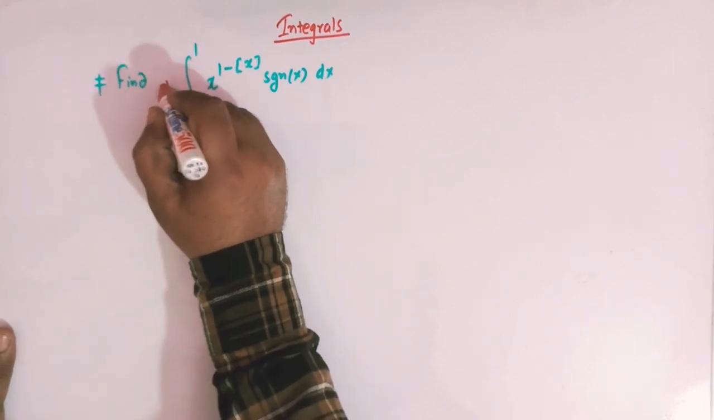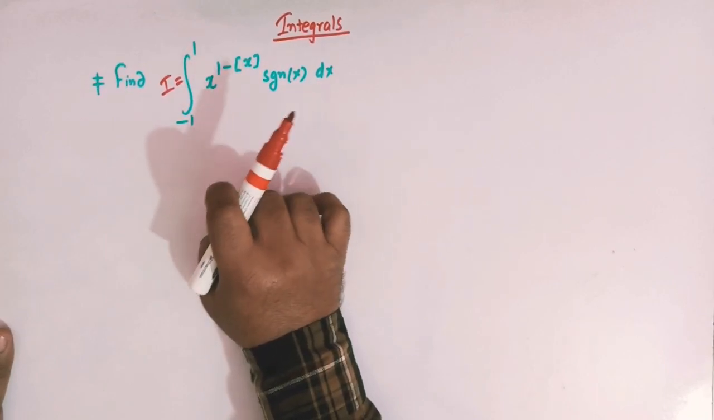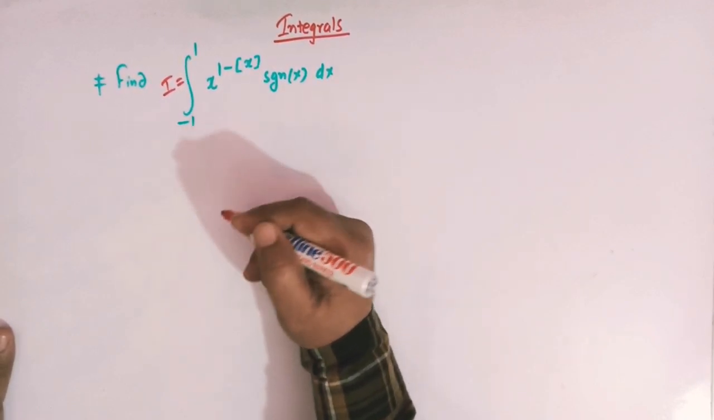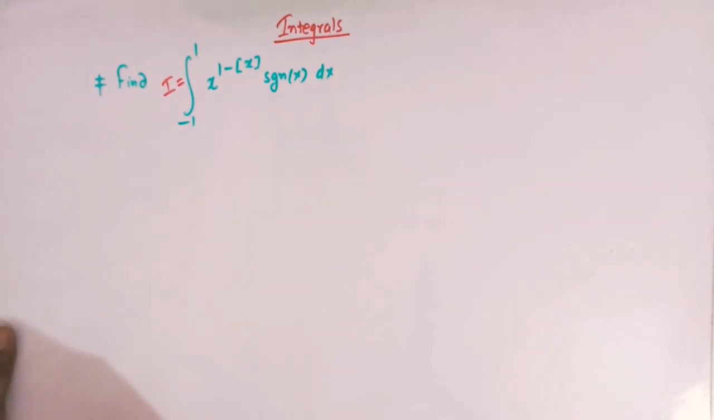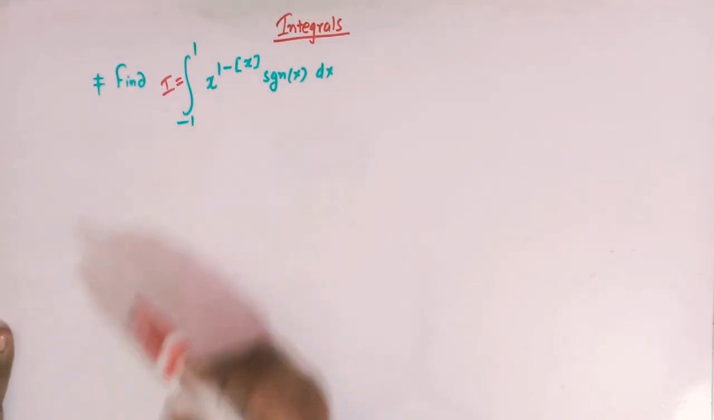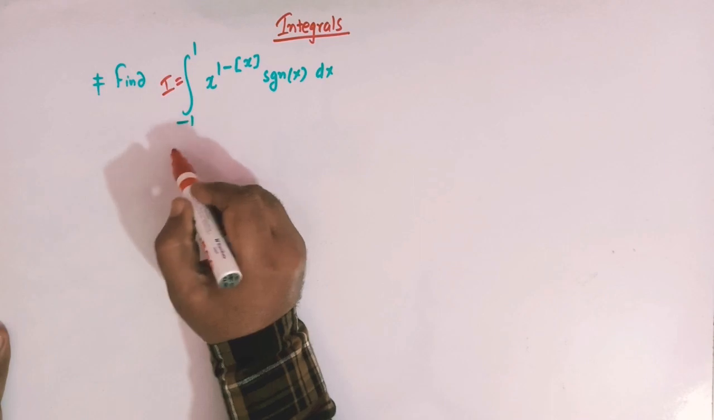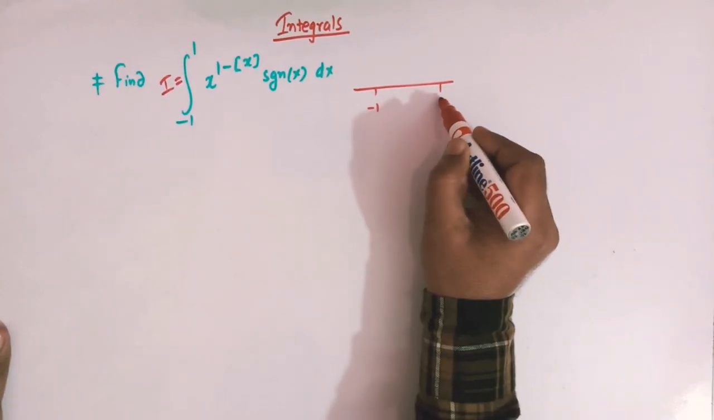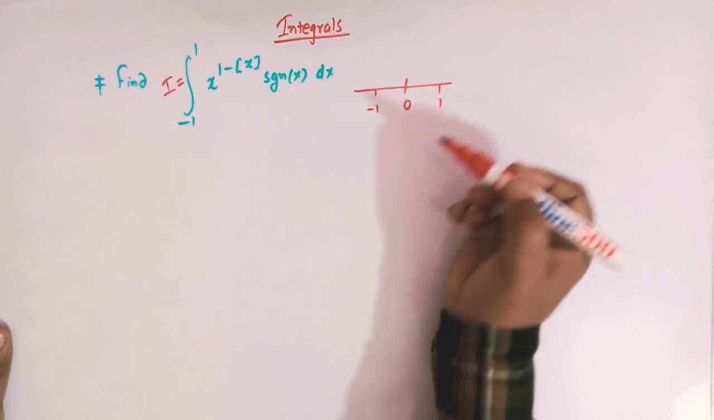So let us first call this integral as I. In order to solve these types of integrals in which the greatest integer function or the fractional part function or the signum function or the absolute value function are involved, what we usually do is concentrate upon the basic definition of these important functions. The lower limit is -1 and the upper limit is 1, and between -1 and 1 we have the integer 0.